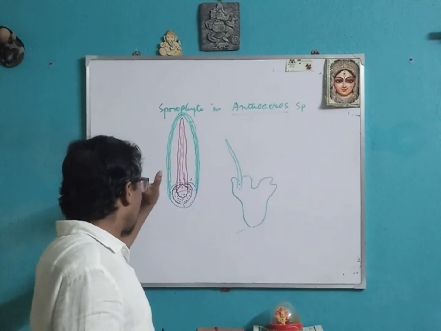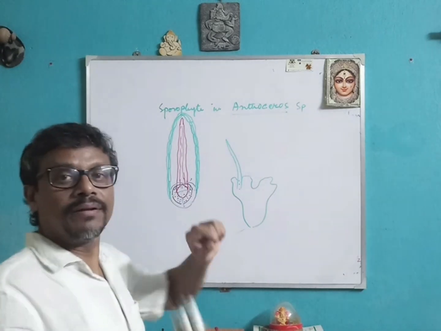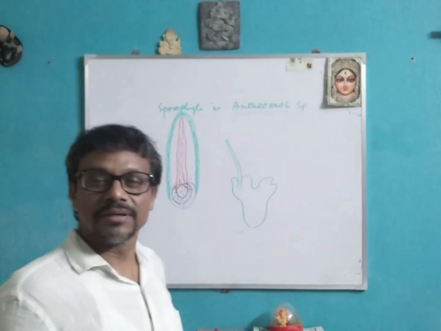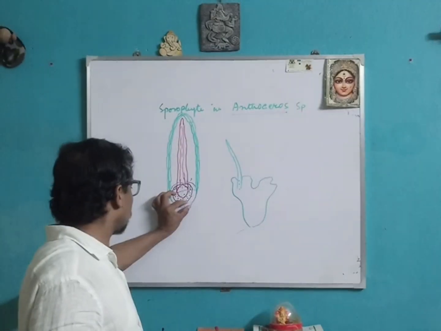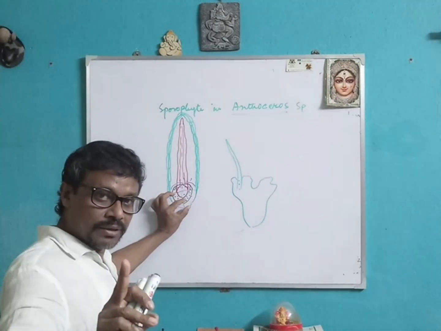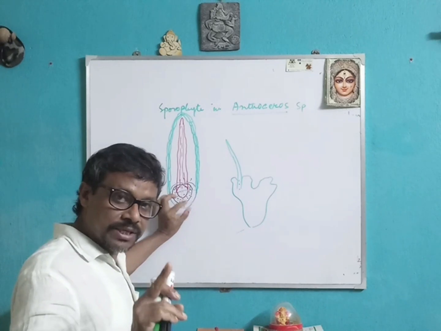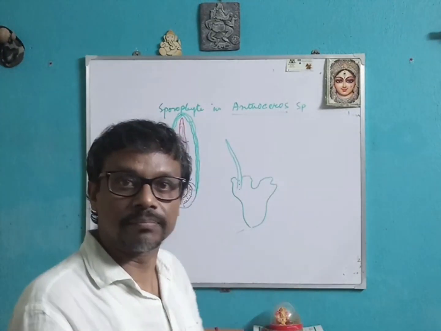Sir, so the amphithecium once again divides periclinally. This amphithecium gives rise to the outer and inner amphithecium; such a division gives rise to outer amphithecium and inner amphithecium.